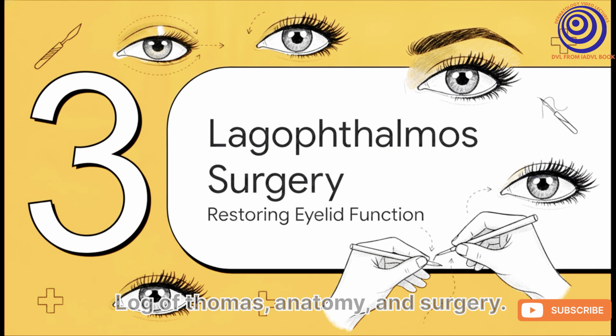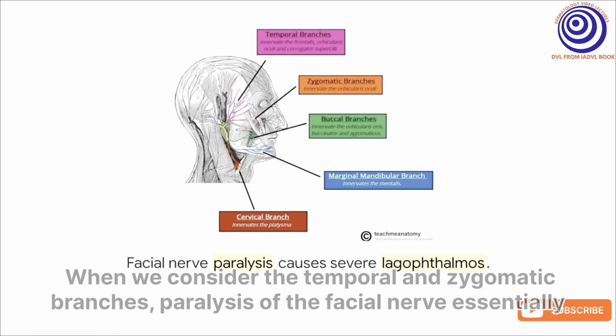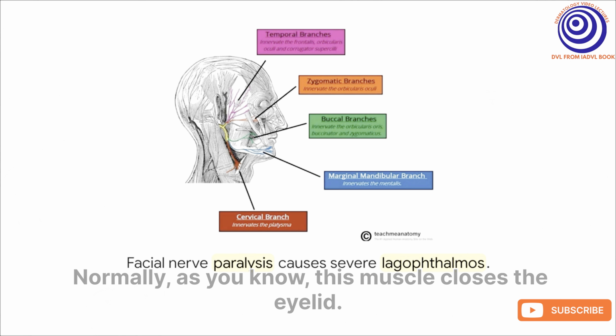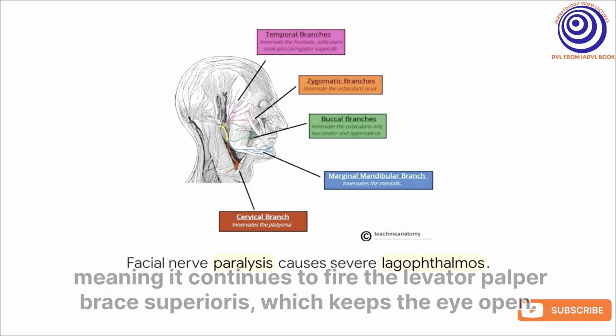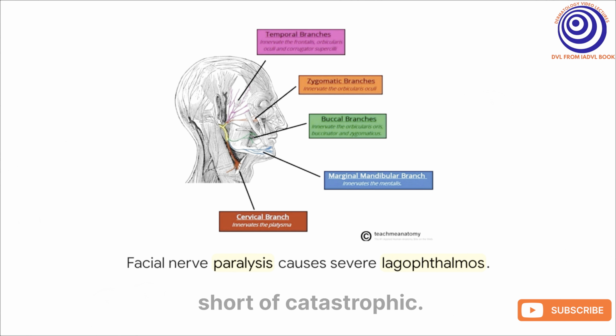Section 3. Lagophthalmos, Anatomy and Surgery. Now we're stepping into the surgical theater, starting with our very first specific deformity. When we consider the temporal and zygomatic branches, paralysis of the facial nerve essentially knocks out the orbicularis oculi muscle. Normally, as you know, this muscle closes the eyelid. But the oculomotor nerve remains totally intact, meaning it continues to fire the levator palpebrae superioris, which keeps the eye open. This unopposed opening is what leads to Lagophthalmos, and the clinical consequence is nothing short of catastrophic.